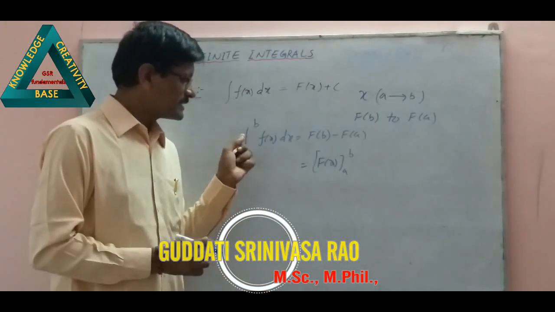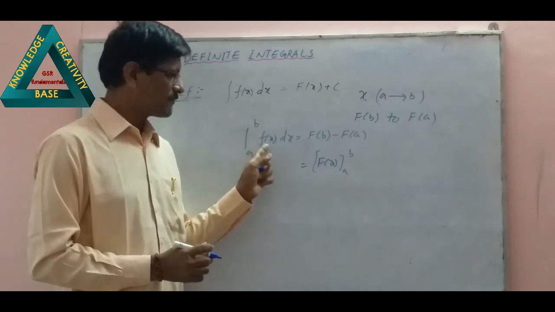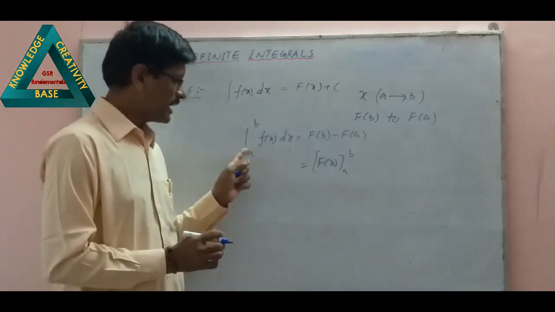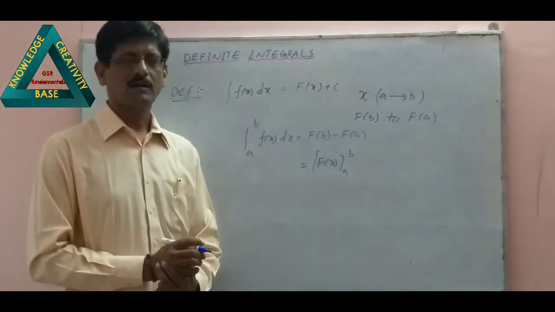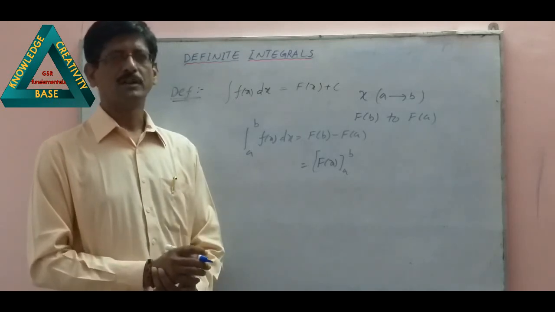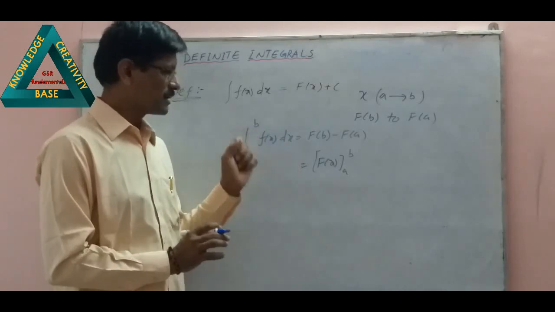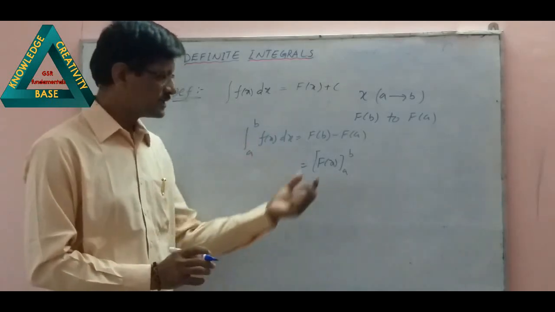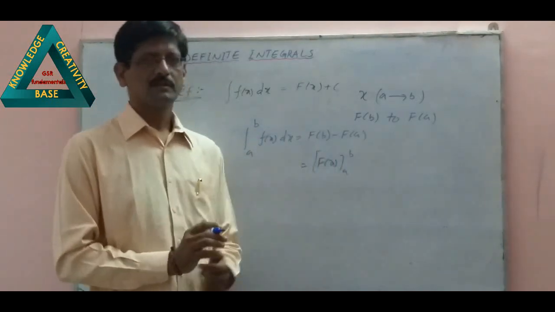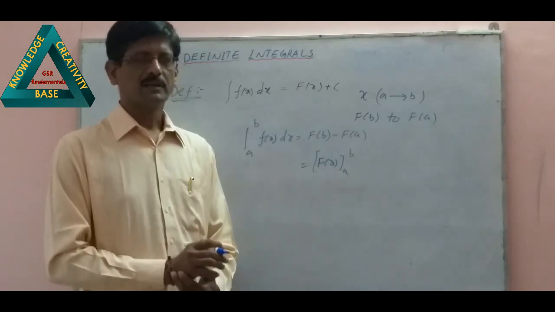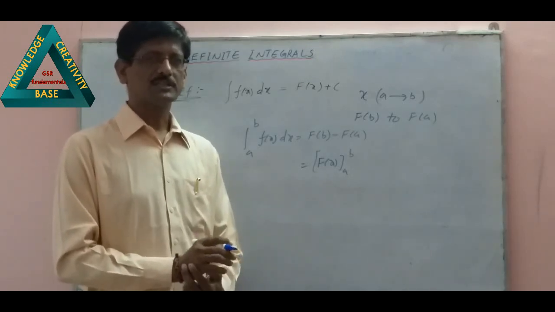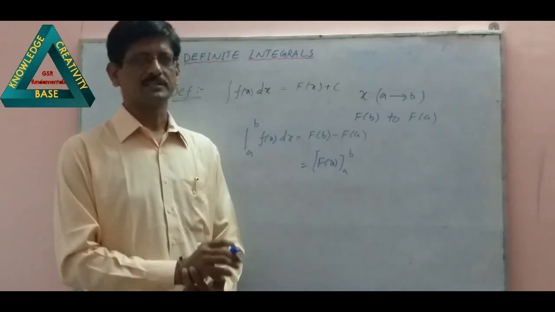Here this is read as integral a to b f of x dx. Here a, b are called limits or boundaries. So a is called lower limit and b is called upper limit. So this is a unique value. This is called definite integral. In the definite integral, the constant of integration disappears.